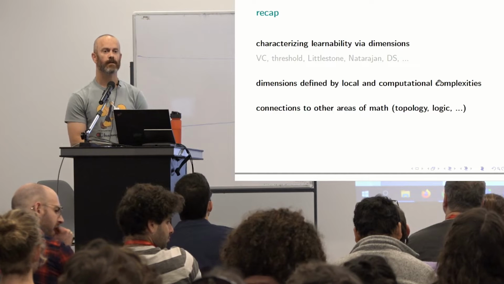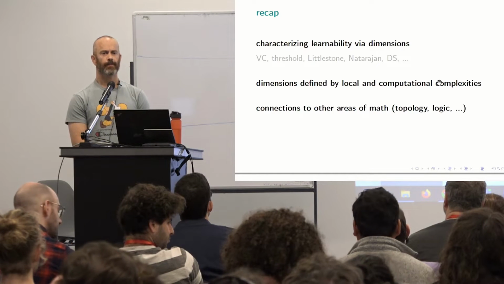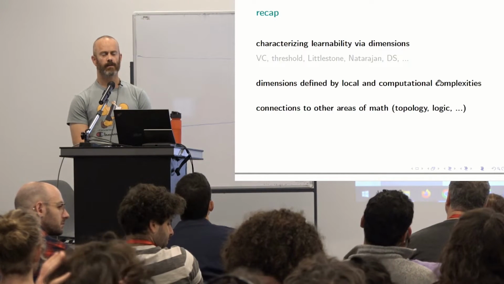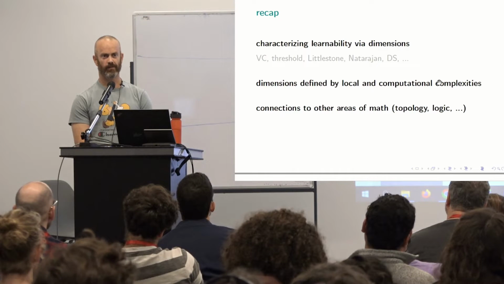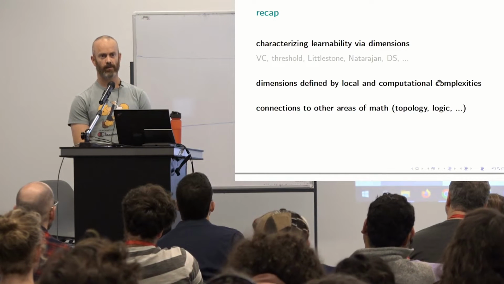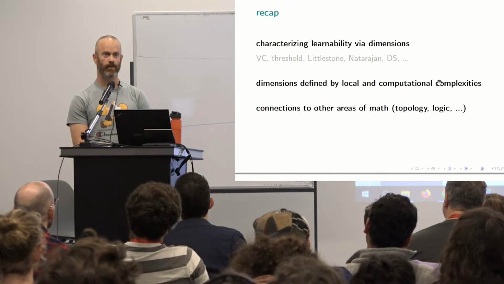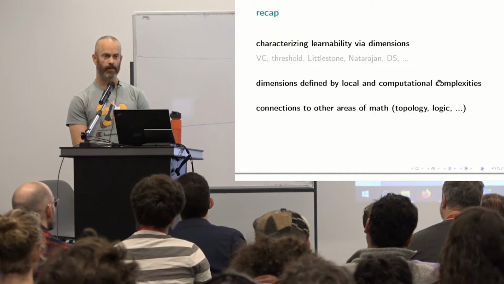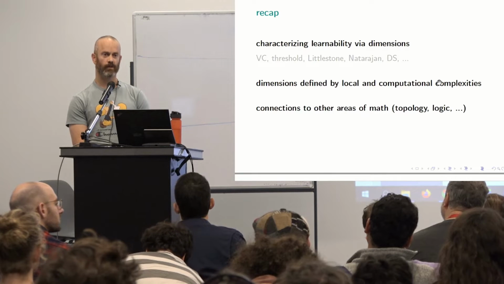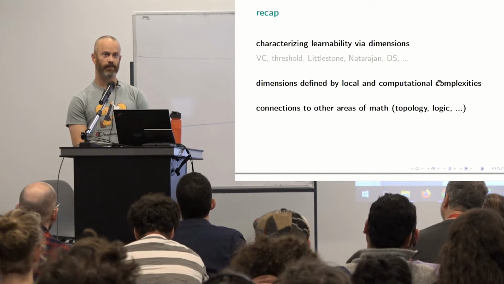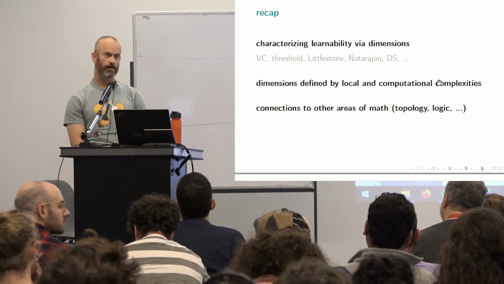Do you get a quantitative result from the DS dimension? It is quantitative, but it's not sharp. If the dimension is d, the lower bound is d. The upper bound is d to the 1.5. There is a gap between the lower and upper bounds.